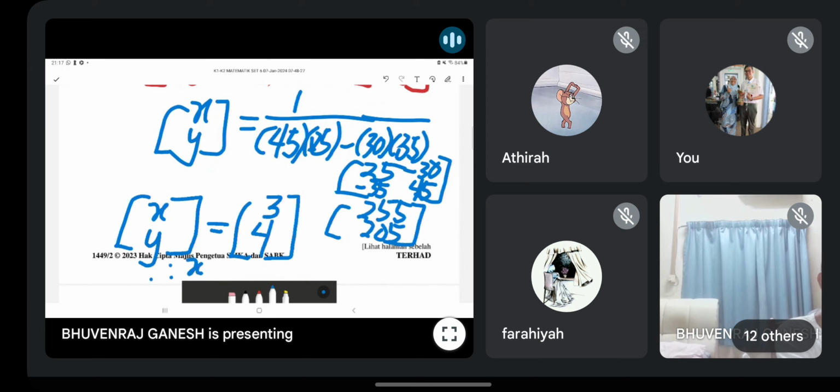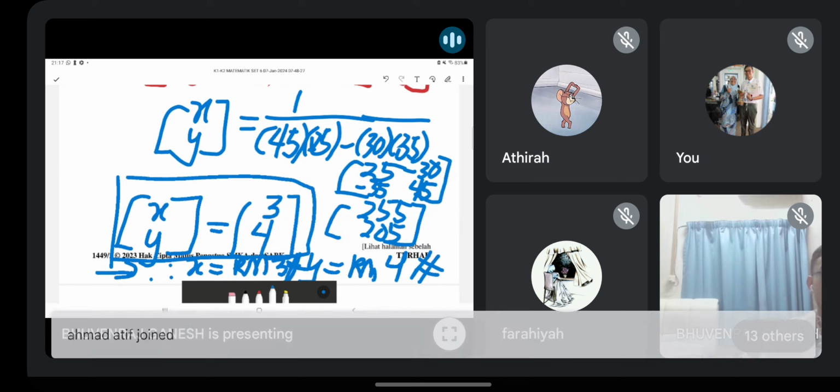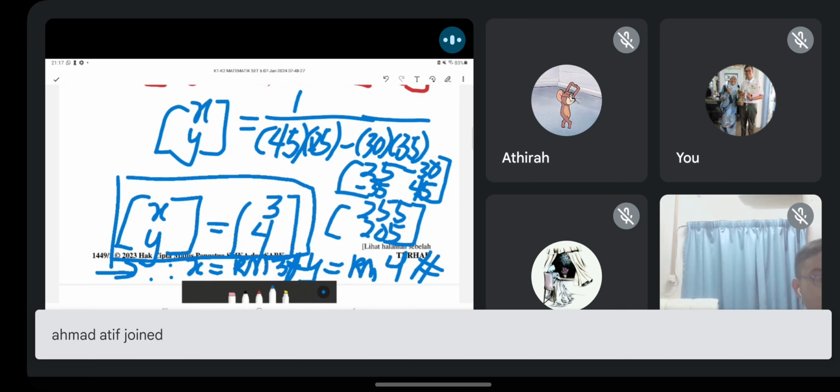Maksudnya kamu kena buat kesimpulan lah. X sama dengan RM3, Y sama dengan RM4. Sebab sekarang mereka tanya pasal harga, bukan bilangan. They comparing about the price, so you must have RM. Okay, jangan stop kat sini saja. Don't leave your final answer here. Buat juga kesimpulan ni. Just write an extra sentence to conclude everything.